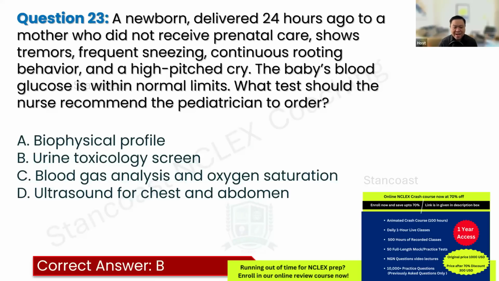Now, your test taking strategy here is to focus on the presented symptoms, noting that while tremors in a newborn can suggest hypoglycemia, the normal glucose level rules this out. And so the remaining symptoms point toward drug withdrawal, making a urine toxicology screen the most logical test to confirm possible NAS. Let's have number 24.